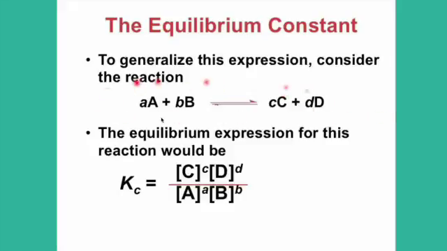So this right here is the equation of a generalized chemical reaction. And this is the equilibrium constant expression for the reaction. Kc, the equilibrium constant, equals the product of the concentrations of the products over the product of the concentrations of the reactants. And each coefficient in a balanced equation becomes an exponent in the equilibrium expression.